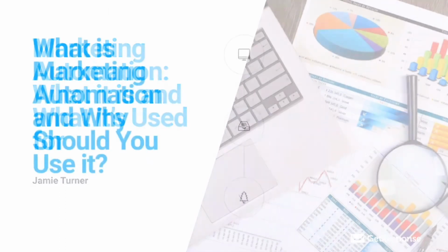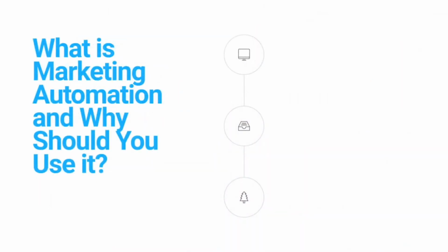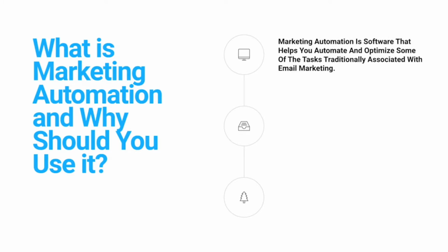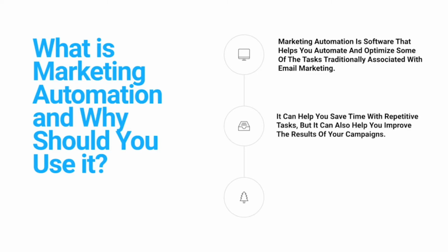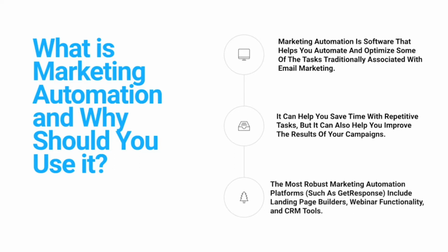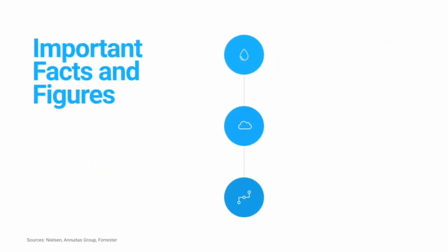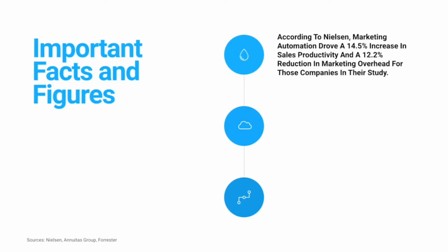Let's dive right in. Well, if we're going to talk about marketing automation, we should talk about some facts and figures around it. Marketing automation is software that helps you automate and optimize some of the tasks traditionally associated with email marketing. It can help you save time with repetitive tasks, but it can also help you improve the results of your campaigns. The most robust marketing automation platforms, such as GetResponse, include landing page builders, webinar functionality, and CRM tools.